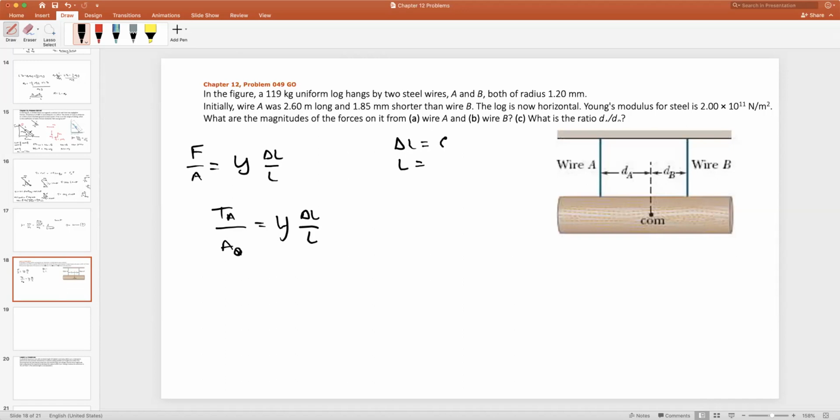This is 0.00185 meters. And the original length was 2.60 meters. You might want to write length not. Doesn't really matter.